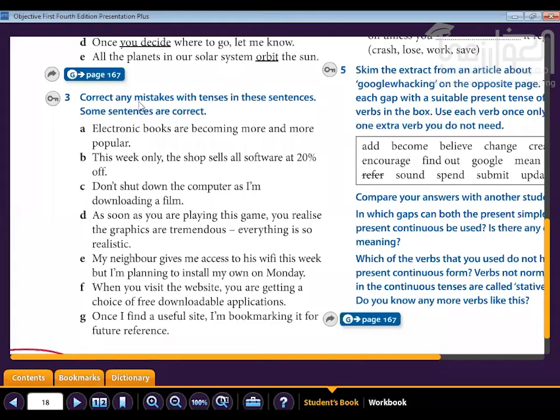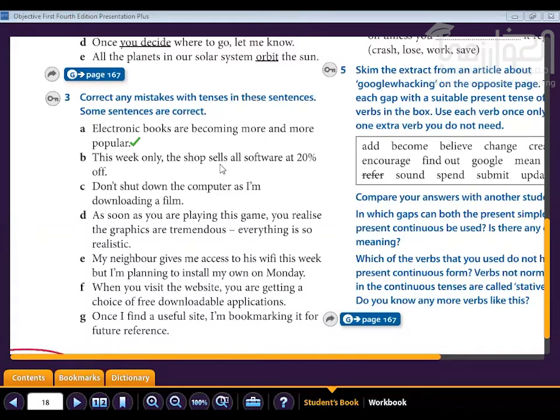Now let's look at and correct any mistakes with tense in these sentences. Some sentences are correct, so not sentences A to G. Not all of them are wrong. Some are correct. So we have A: electronics are becoming more and more popular. We can see that there's nothing wrong with this sentence. So we say this sentence is correct. So sentence A is correct.